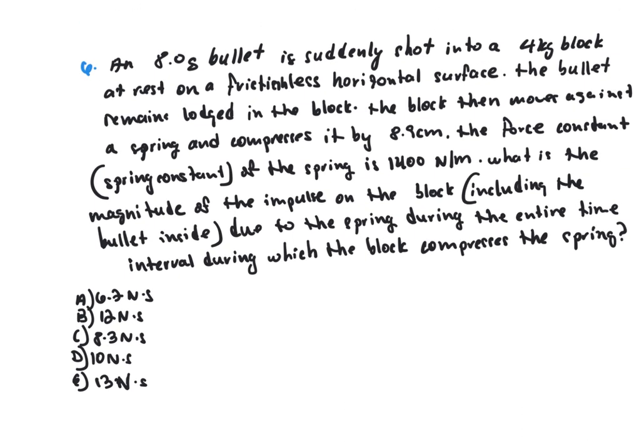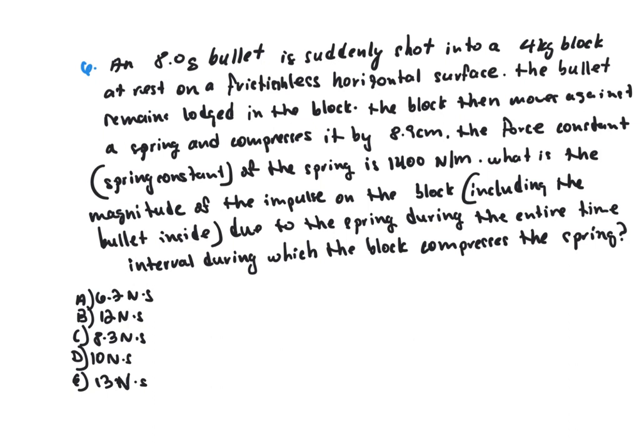Alright, so question 6 says, an 8-gram bullet is suddenly shot into a 4-kilogram block at rest on a frictionless horizontal surface. The bullet remains lodged in the block. The block then moves against the spring and compresses it by 8.9 centimeters. The spring constant of the spring is 1,400 newtons per meter.